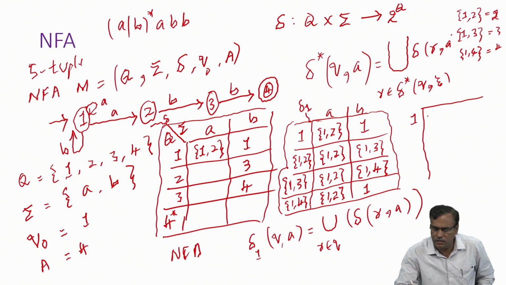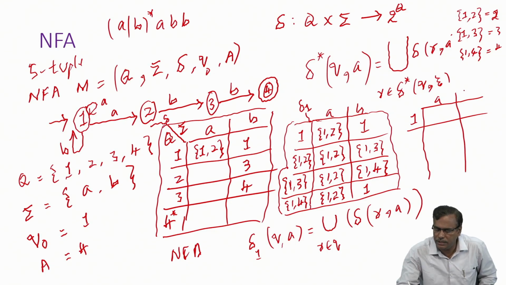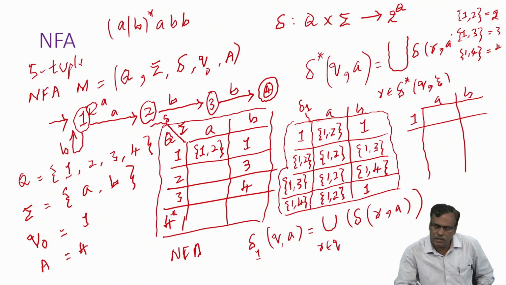State 1, no change with respect to that. 1 on A is 1 2. 1 2 in the sense, you have to take for input symbol A. Your known input symbols are A, B. So 1 on A is 1 2, and 1 2 in the sense you can take it as a single name, that is 2. 1 on B is 1 itself, right?